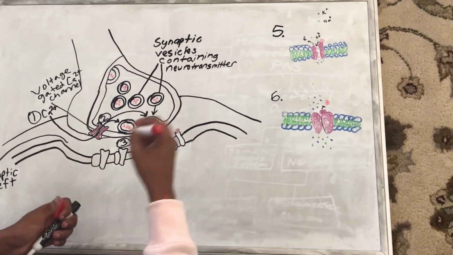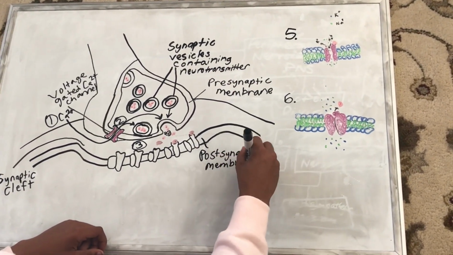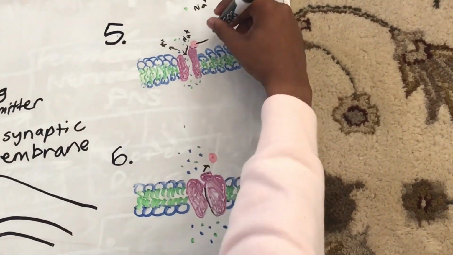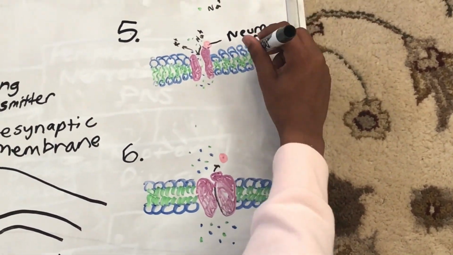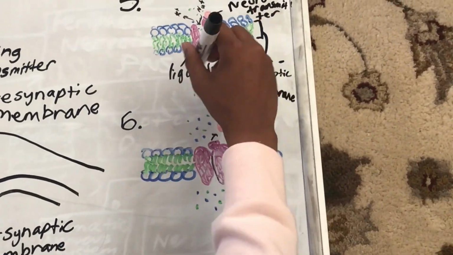The neurotransmitter opens ligand-gated ion channels in the postsynaptic membrane. When the neurotransmitter leaves, the channels close. If the membrane potential reaches the threshold in the axon hillock, an action potential is generated and the signal continues along the axon.